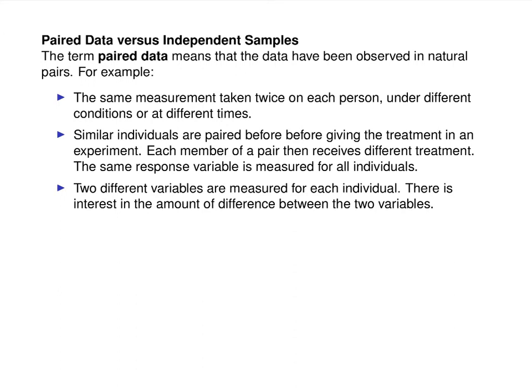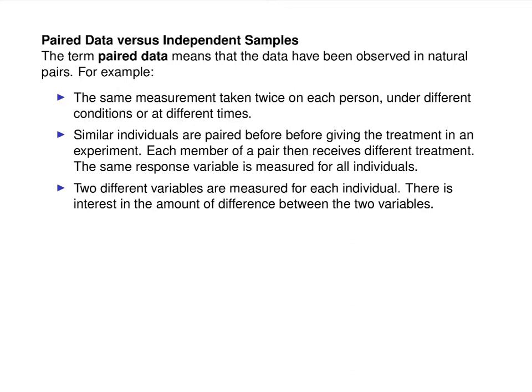So just to hit that point again, one important thing is to distinguish paired data from independent samples. So remember that paired data means that your data have been observed in natural pairs. So for example, the same measurement taken twice in each person under different conditions or at different times. That could be the before and after weight. It could be a measure of your cholesterol before and after taking a drug.